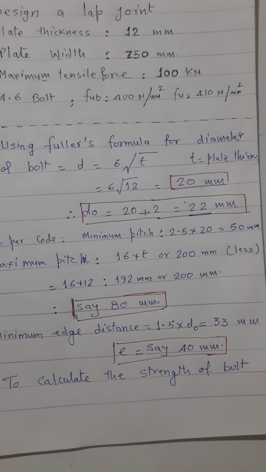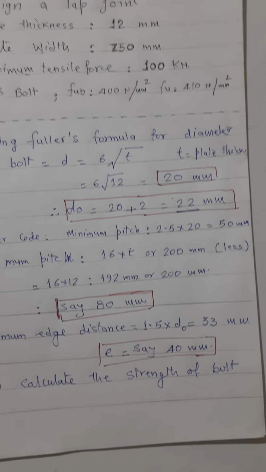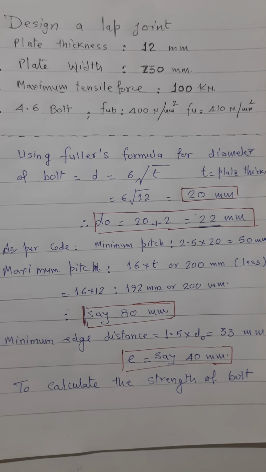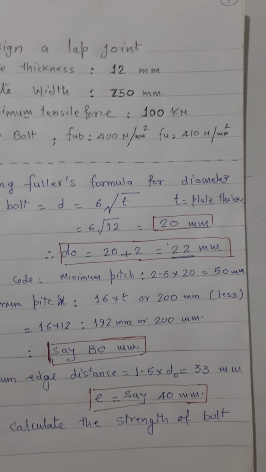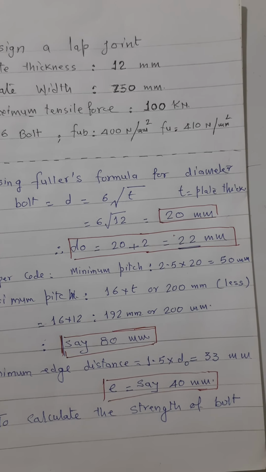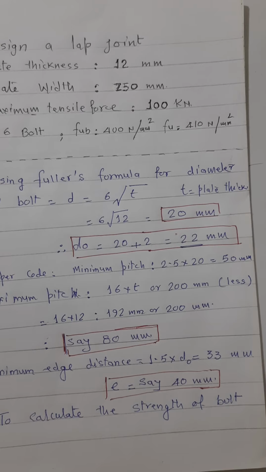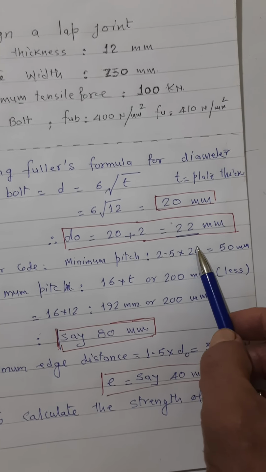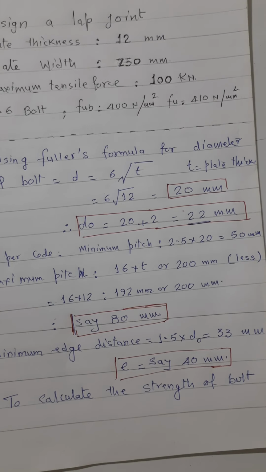Then we have to assume some dimensions about the pitch and the edge distances. What is the minimum pitch? Minimum pitch is nothing but 2.5 times the diameter of a bolt. It comes out to be 2.5 times 20, that is 50.